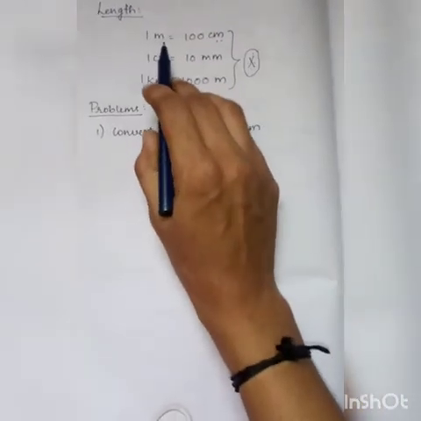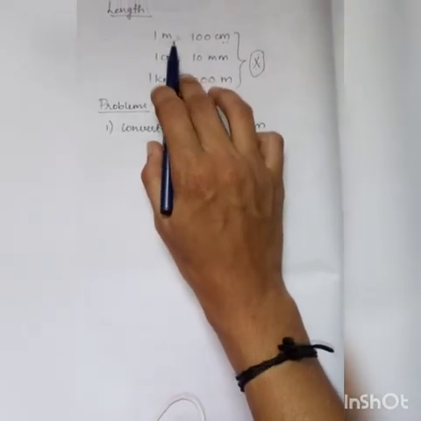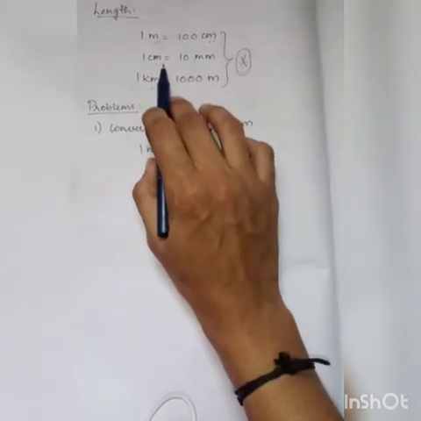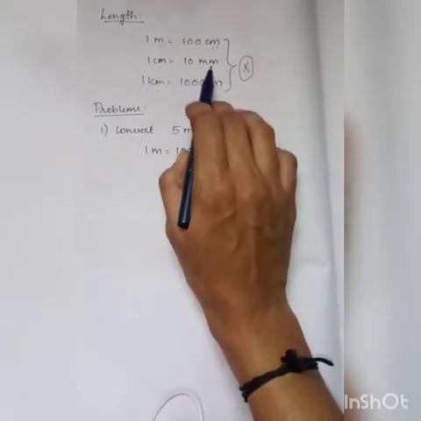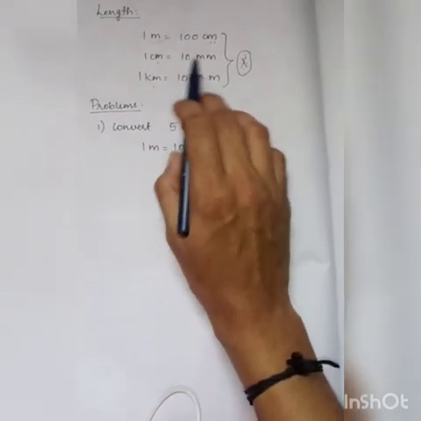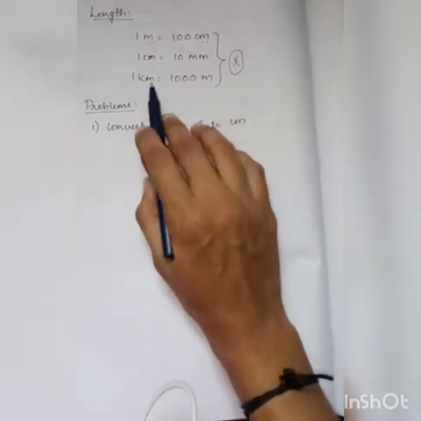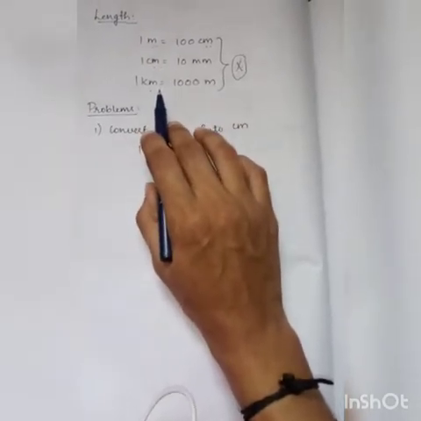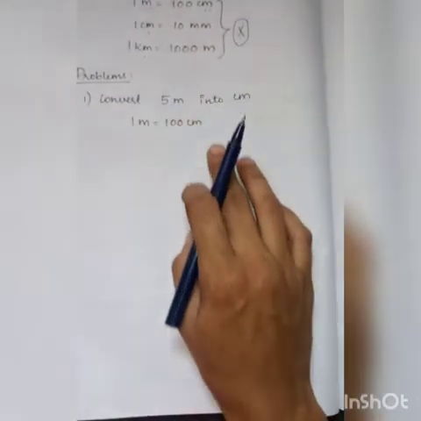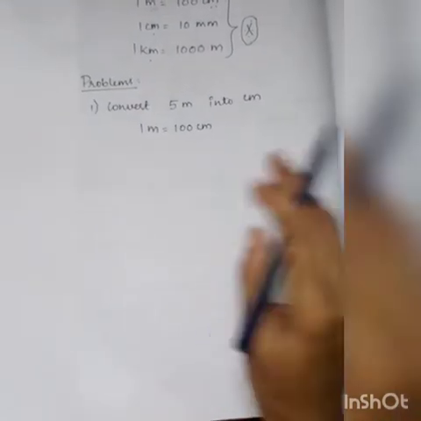So 1 meter is equal to 100 centimeter. 1 centimeter is equal to 10 millimeter. 1 kilometer is equal to 1000 meter. Understood these formulas?